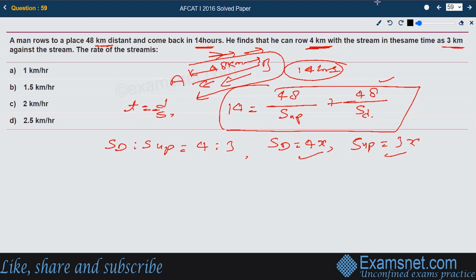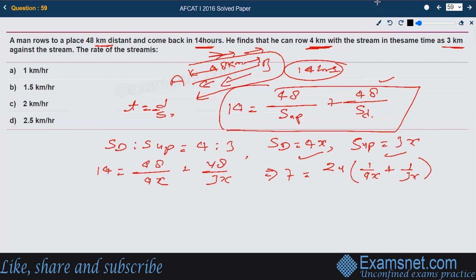Now I'm going to use the SD and S up values in the above equation. So 14 = 48/4x + 48/3x. This is what the equation becomes. To solve this, the 48 can be eliminated and it becomes 7. So 7 = 24 taken common, (1/4x + 1/3x). If I simplify this for x, I ultimately get the x value to be 2. This is the final value that I receive for x.